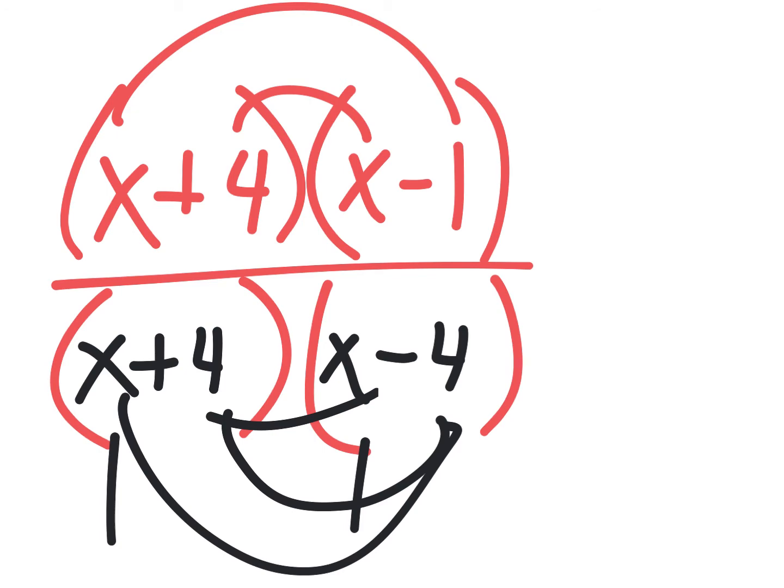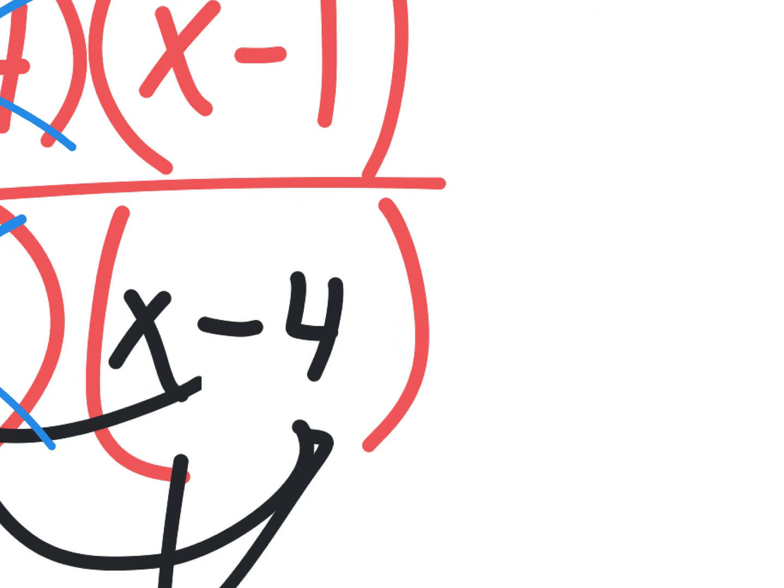Marcella, do you know what's going to happen next? Cancel. Yes, what cancels? x minus 4 and x plus 4. Close. x plus 4 and x plus 4. Yes, the ones that are exactly the same. Those two. Those cancel, so there's your answer. x minus 1 over x minus 4.